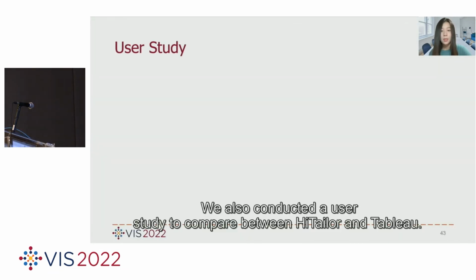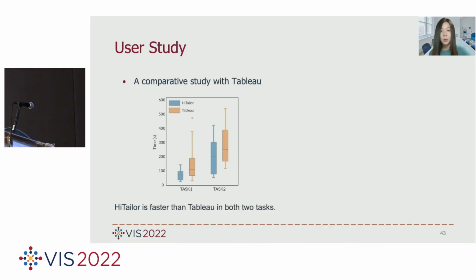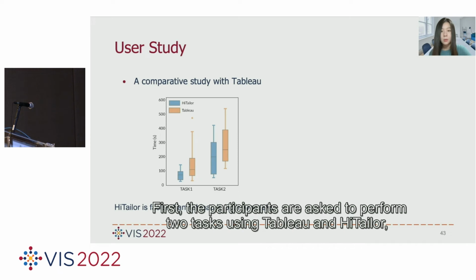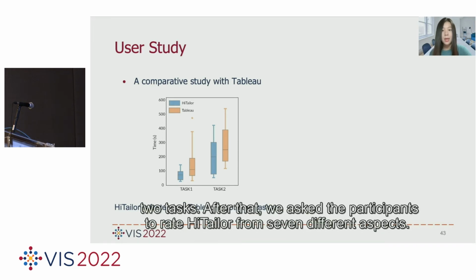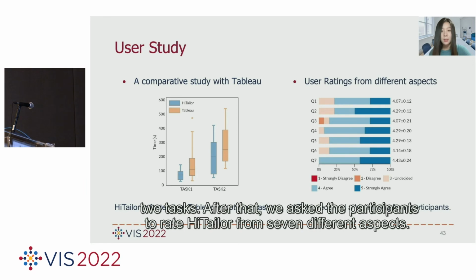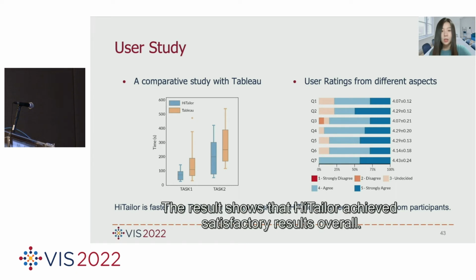We also conducted a user study to compare between Hightailor and Tabular. First, the participants are asked to perform 2 tasks using Tabular and Hightailor and record their time of completion. The figure shows that Hightailor is faster than Tabular in both 2 tasks. After that, we asked the participants to rate Hightailor from 7 different aspects. The result shows that Hightailor achieved satisfactory results overall.